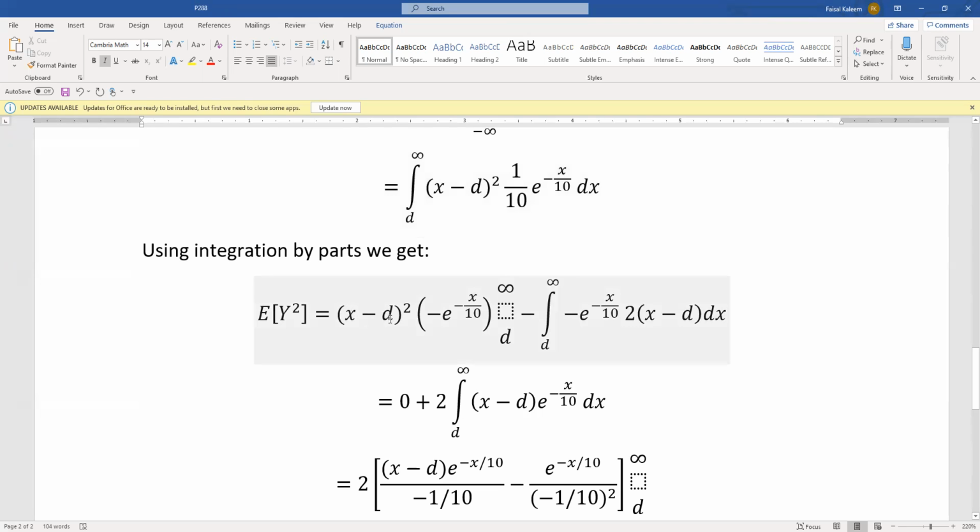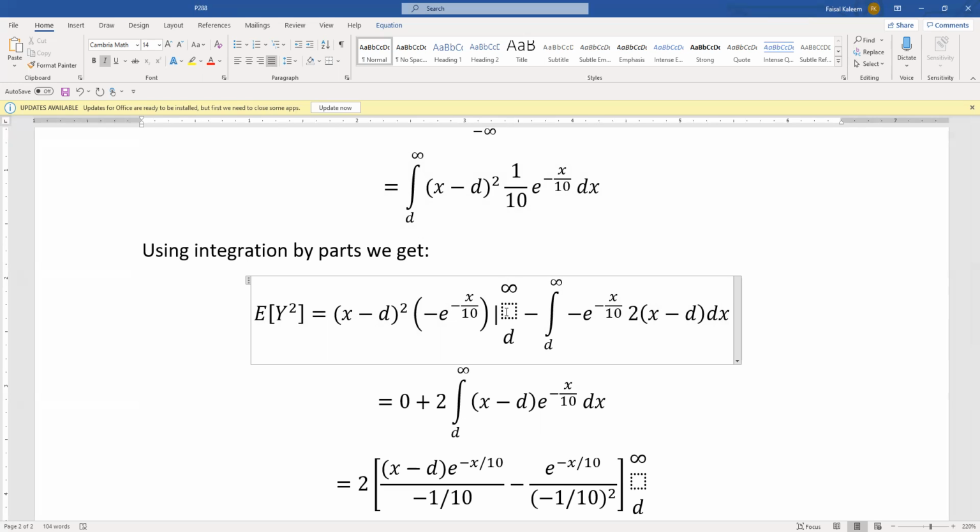So first function, which is x minus d squared, times integral of second, which is negative e to the minus x by 10. And then I put in the limits d to infinity. So maybe I should also put that line over here. Okay. And then minus sign, integral sign, and so that's in the formula for the integration by parts, a negative sign and the integral sign.